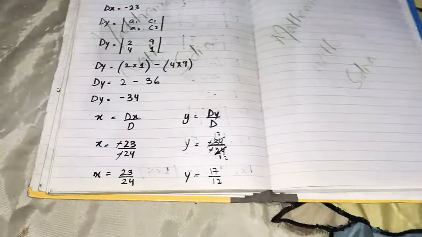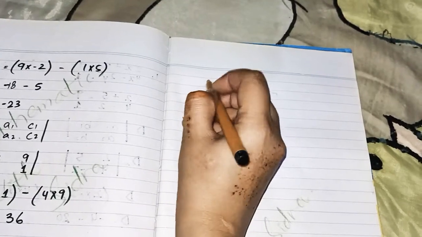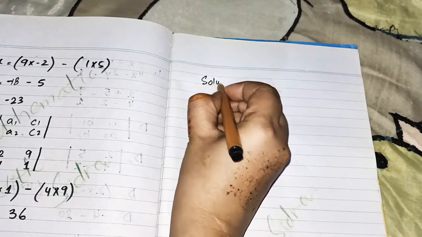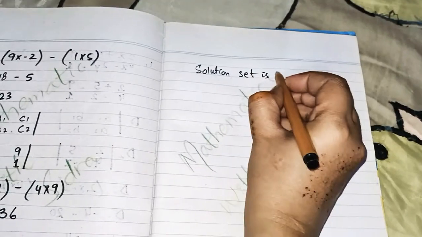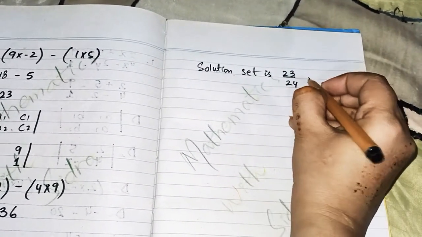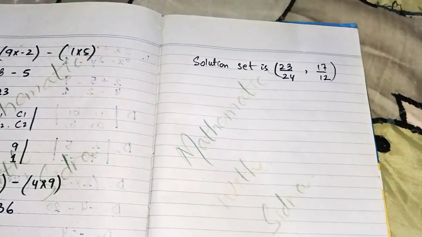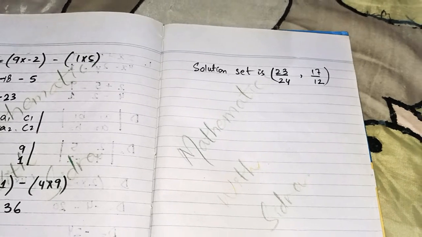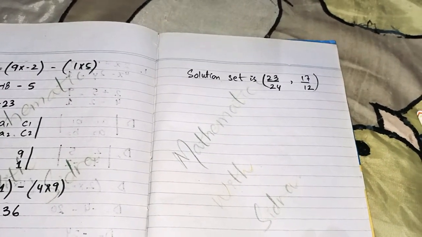So the solution set for this question is, now you have to write, solution set is 23 upon 24 and 17 upon 12. This is your answer for the question of Cramer rule 7.5, question number 1.